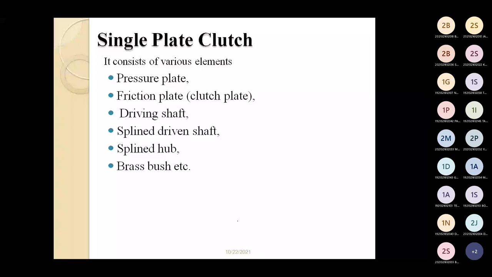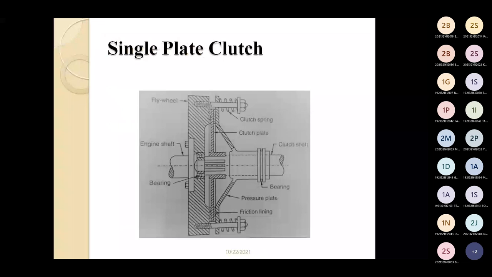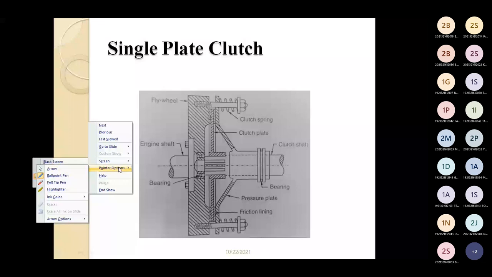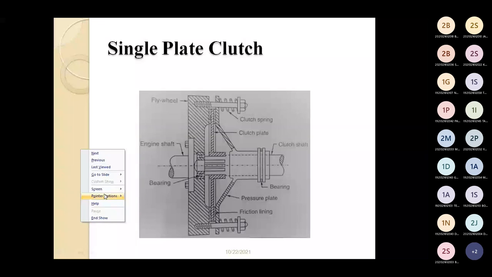So this is the diagram of a single plate clutch. Now in this particular diagram, you can see the flywheel. From this shaft, you can see the engine shaft. When the engine starts, the shaft comes out from the engine, and on this shaft this flywheel is mounted. So when the shaft rotates, this flywheel also rotates.